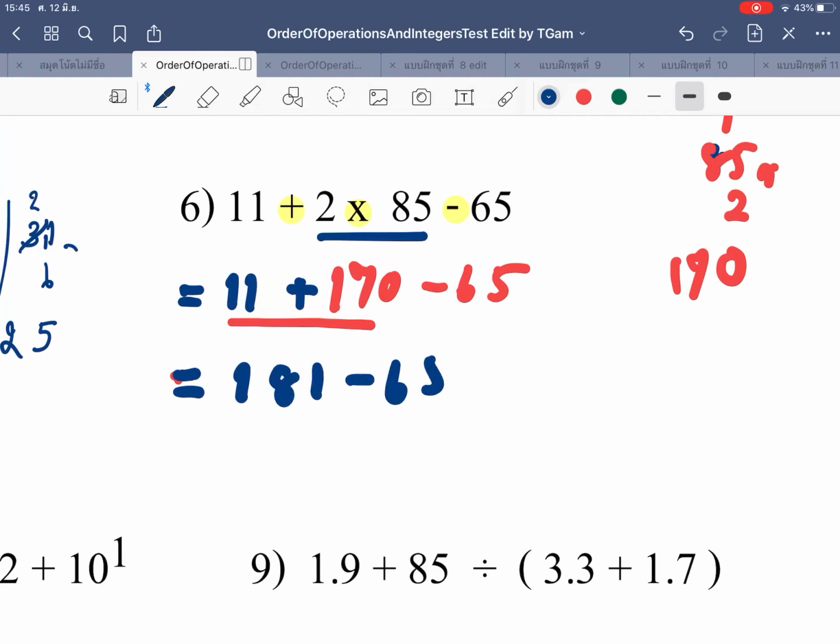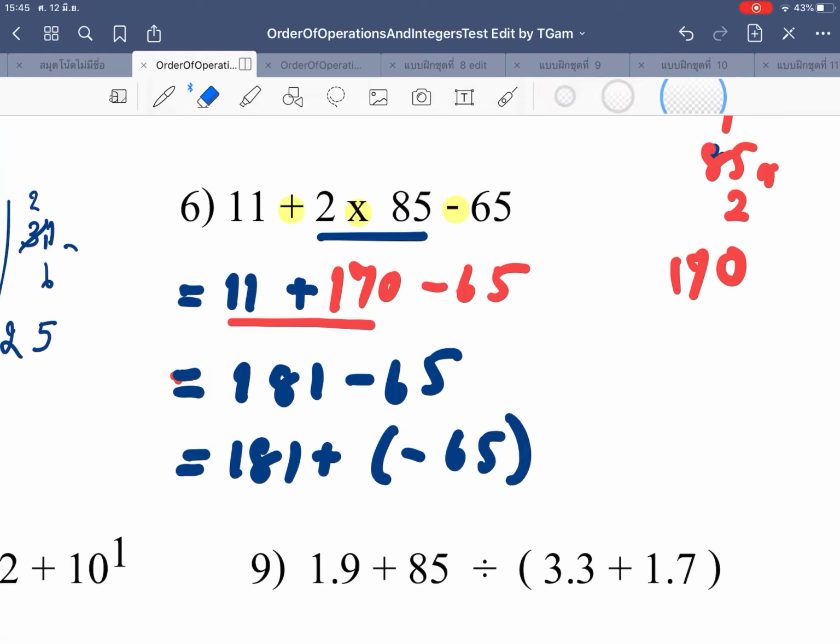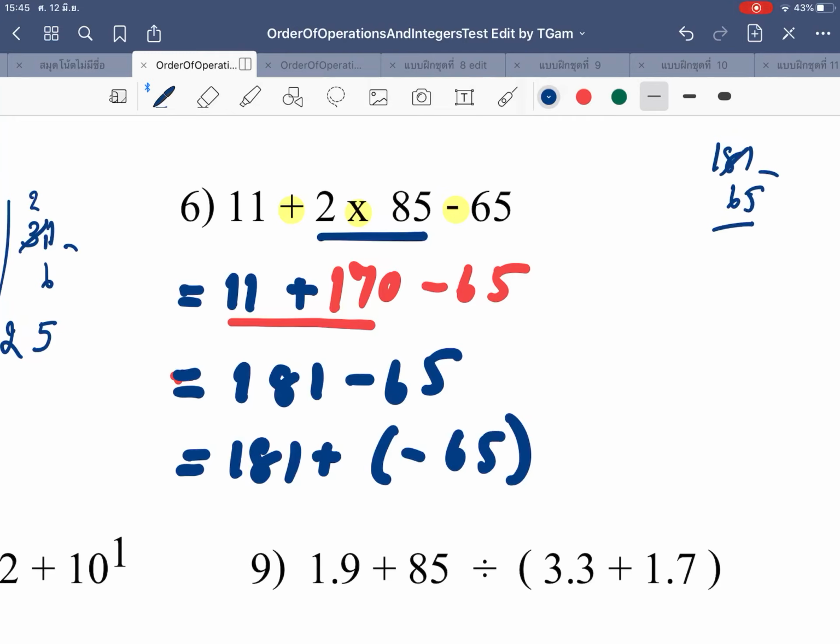So you have 181 minus 65, actually it's 181 add negative 65. So what you can do, you just take 181 minus 65. Borrow from 8, 8 has 7 left, 11 minus 5 is 6, 7 minus 6 is 1. So 116, positive 116. Why? Because 181 is positive, so the solution must be positive.